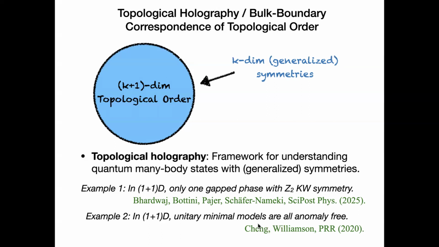Okay. Yeah. So what they did is that they first classify what are the zero form symmetries in those minimal models and whether they are anomalous or not. The answer is they are all anomaly free. Yeah, I think it's a good question. I think only zero form invertible symmetries are included in this.